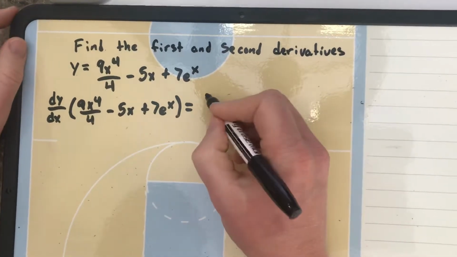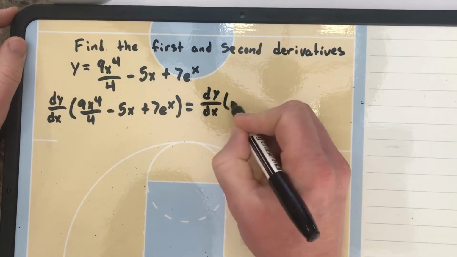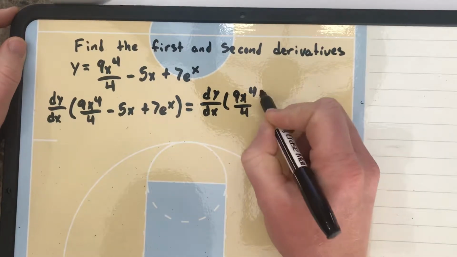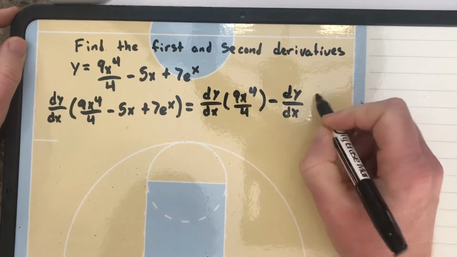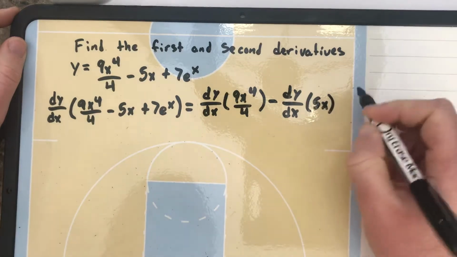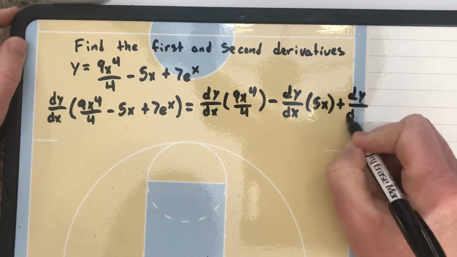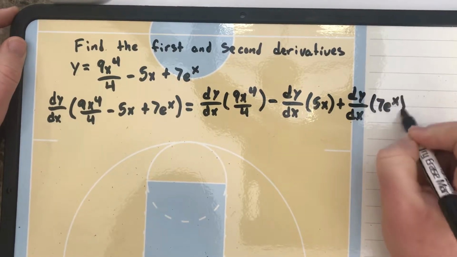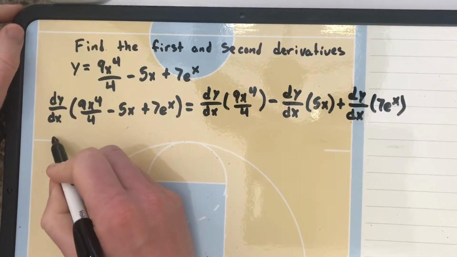So I'm going to say that dy over dx of the first part of the function, which is 9x to the fourth over 4, minus dy over dx of the second part of this function, which is 5x, and then plus dy over dx of the third part, which is 7e to the x. And now I'm going to actually find the derivatives of each of those.